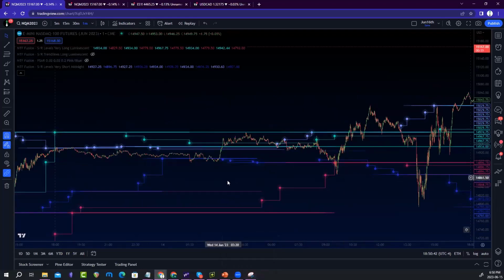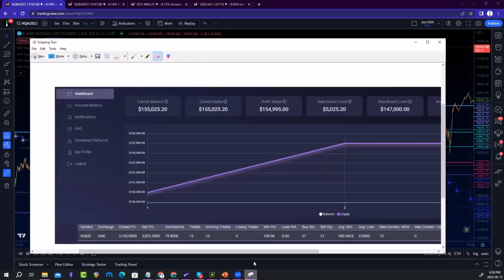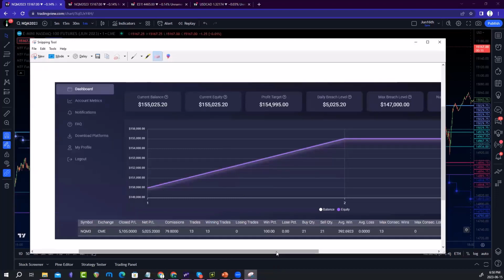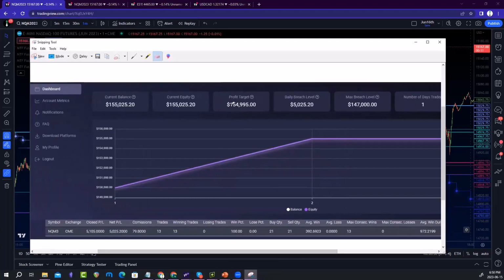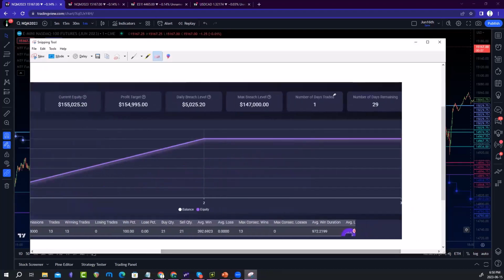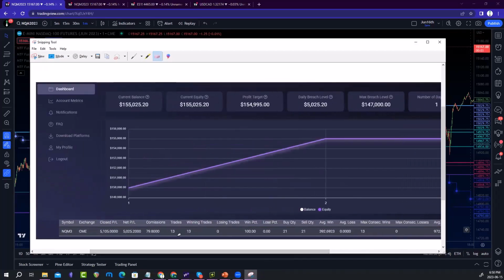I took 2 prop trading challenges for futures with the trading pit. The first one, I think I got extremely lucky. I hit the profit goal, which was 5,000 profit on a 150,000 account, in 1 day out of the 29 or 30 days total. I got 13 consecutive wins with 0 losses, average win 392. And I hit that in 1 day. So I thought, okay, maybe it's a fluke.